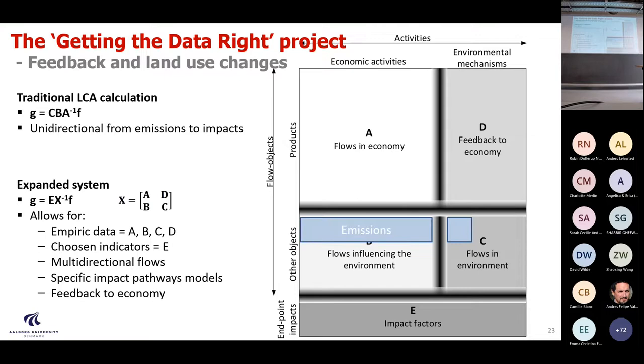So here we have the emissions, just to show where they are, and then we have the impact pathways. Impact pathways is what is happening with an emission after. What are the impacts the emissions are causing? Then imagine this row here.